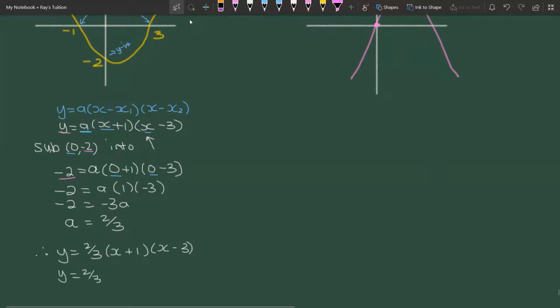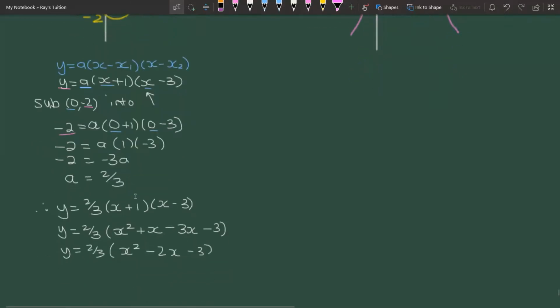So this 2 over 3, then we're going to multiply those. So it's x times x squared, x times 1, x times negative 3, and negative 3 times 1. So this here is y is equal to 2 over 3, x squared minus 2x minus 3. And then finally, we can distribute that 2 over 3 in. So this is 2 over 3 x squared minus 4 over 3 x minus 2. And then this here was it in root form. This here is it in standard form.